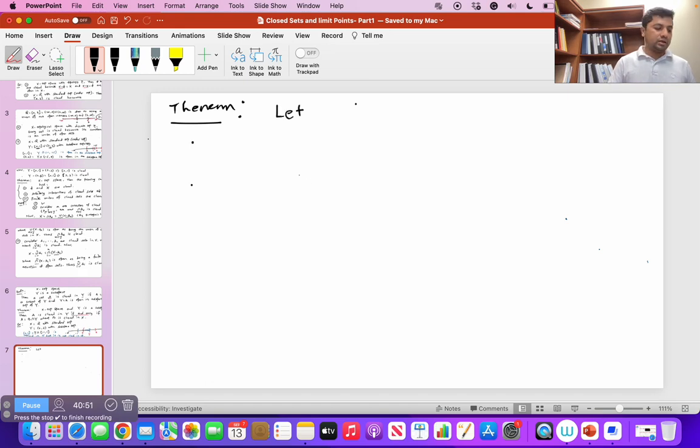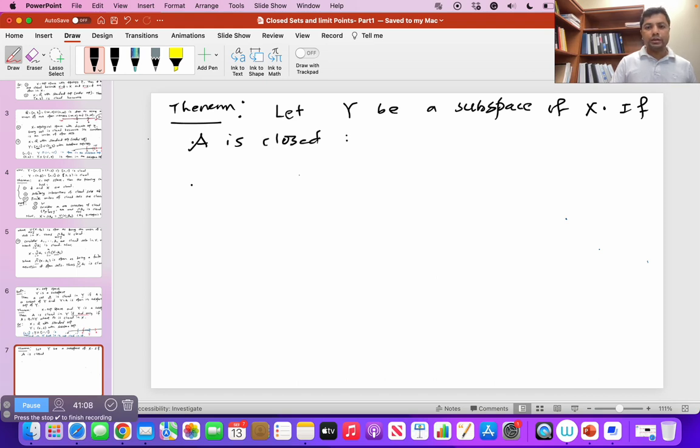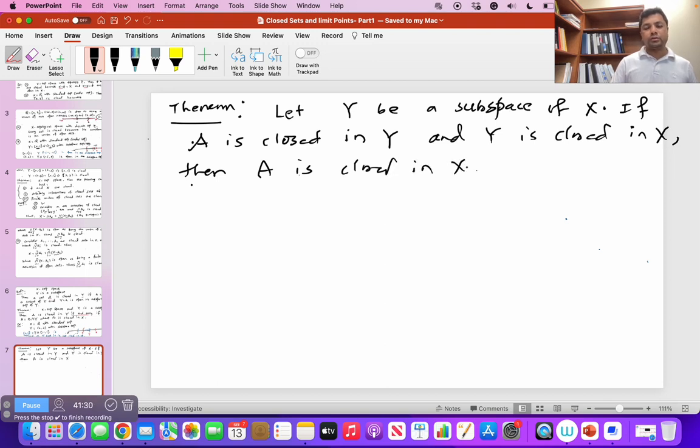So the criterion is: let Y be a subspace of X, and if A is closed in Y and Y is closed in X, then A is also closed in X. So this theorem tells you that if you have a closed set A in Y, and if the subspace Y itself is closed in X, then we can say that A is also closed in X. This is the criterion that A should meet in order to be a closed set in Y and also closed in the bigger topological space.